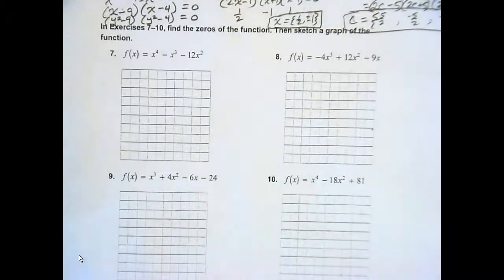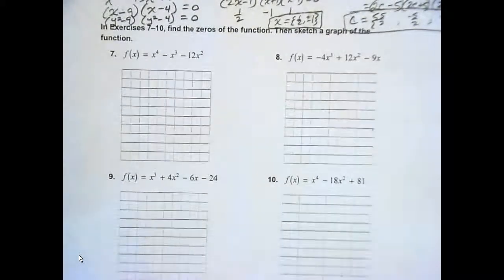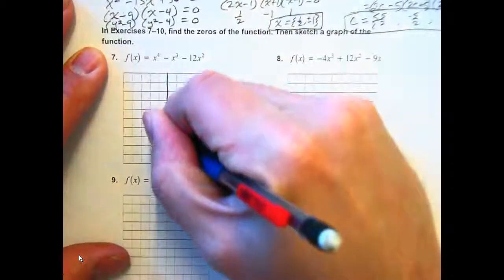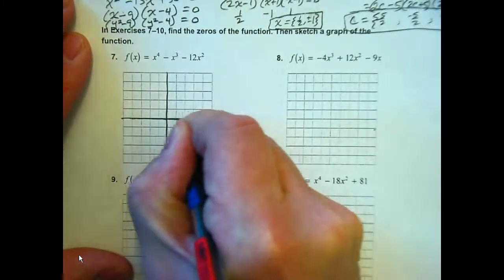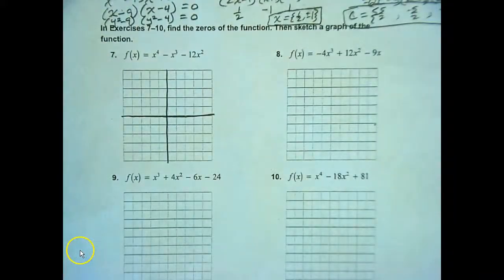Take a look at number 7, please, in your student journal, page 99. Number 7. I do not want to spend a lot of time on these. However, I do want you to go through number 7 and do your best to graph it. And I'll tell you, just go ahead and put your x-axis right here. I want you to go ahead and graph that one.